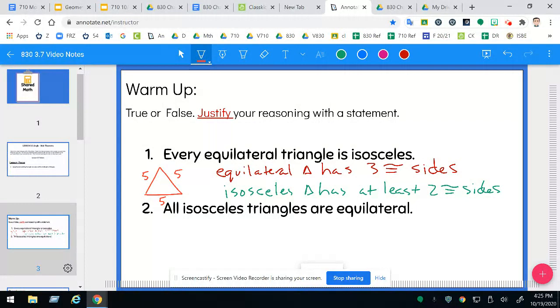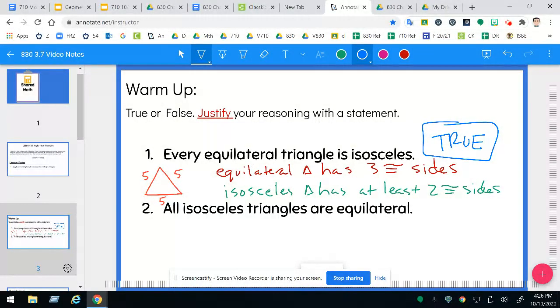Would this be true for any? No matter what measures I put in there, whether each side was 9, each side was 10, no matter what value I put in for the sides of an equilateral triangle, I'm starting to visualize that it's always going to be isosceles, right? So we can confidently say that this statement is true.